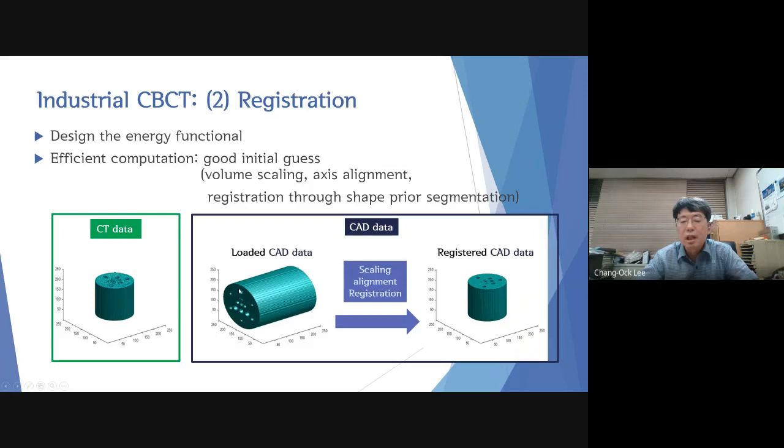Actually, this CAD data is too big, right? So we need to do volume scaling and find the axis, actually the principal axis. Using the principal axis, we align this CAD data. So in order to have this CAD data, we have that axis alignment. So first volume scaling and then axis alignment gives a good initial guess. And then we have a registration solution, shape prior segmentation.